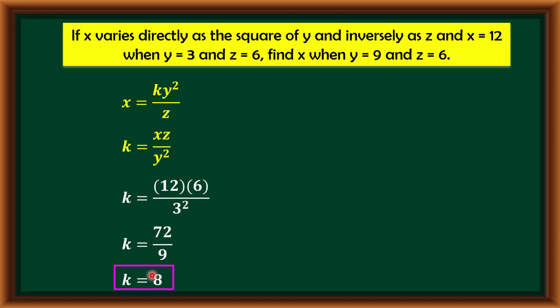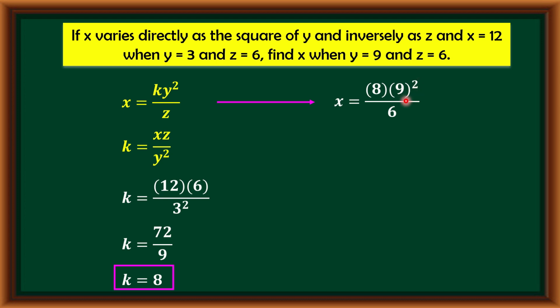Now that you know the constant of these equations, then let us move on with the other one. Let us find now the value of x using the original equation. x is equal to k times y squared over z. But this time, we will substitute the value of k that we obtained here and the new value of y, as well as the value of z. So we have x is equal to 8 times 9 squared over 6.